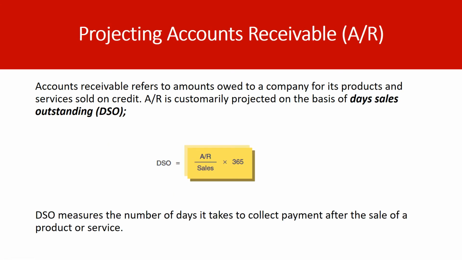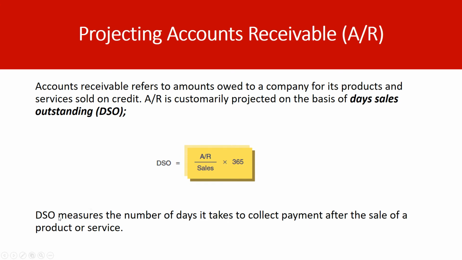So how do we project accounts receivable? Accounts receivable refers to amounts owed to a company for its products and services sold on credit. Accounts receivable is customarily projected on the basis of days sales outstanding, the DSO ratio. And essentially the DSO ratio is calculated by taking the accounts receivable in the most recent year-end period and dividing by sales and then multiplying that by 365 days in the year, right?